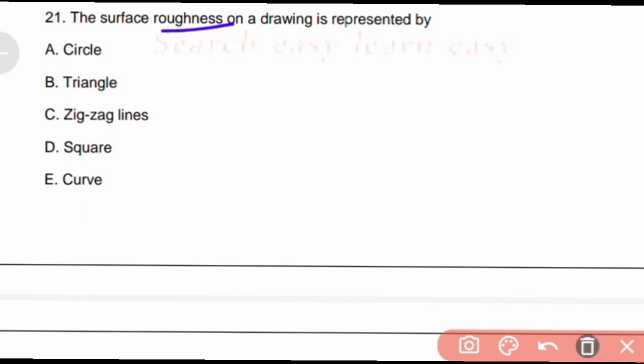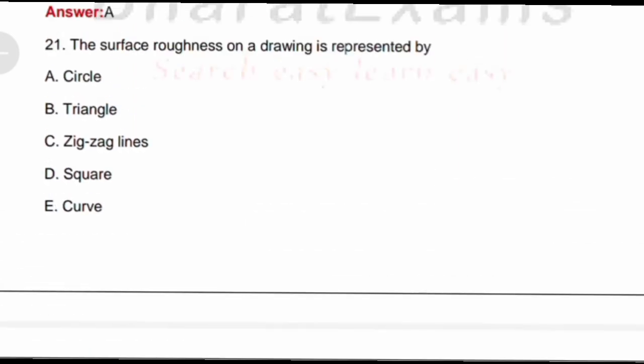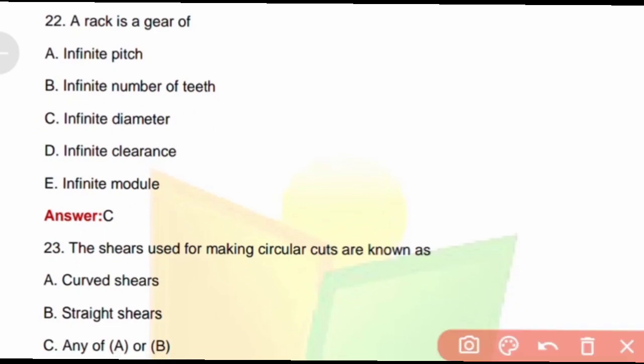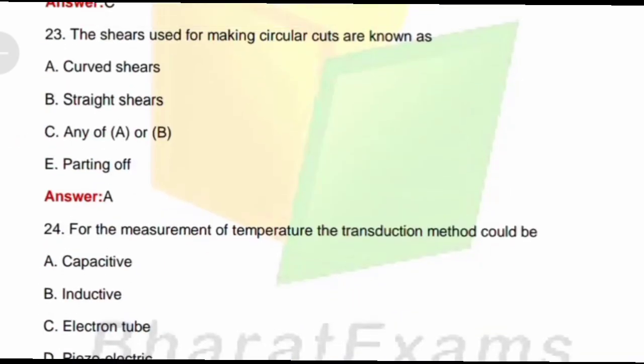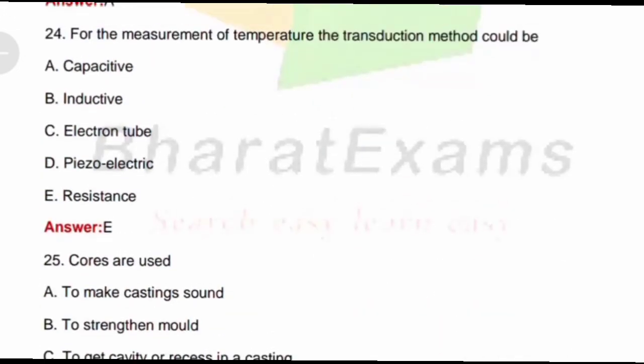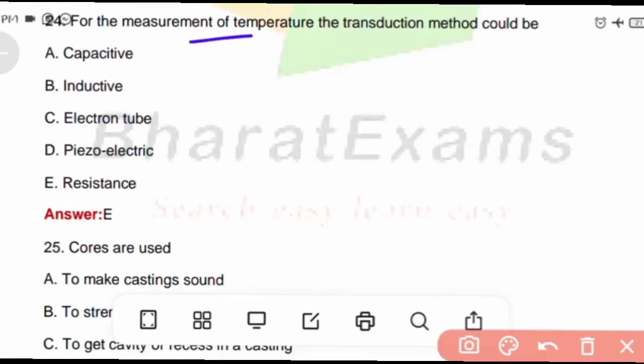The surface roughness on a drawing is represented by option B, triangle. A rack is a gear of infinite diameter. The shears used for making circular cuts are known as curved shears. For the measurement of temperature, the transduction method could be resistance.